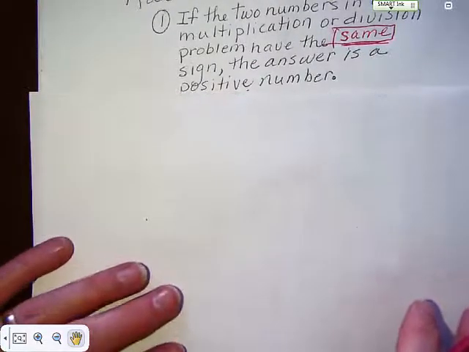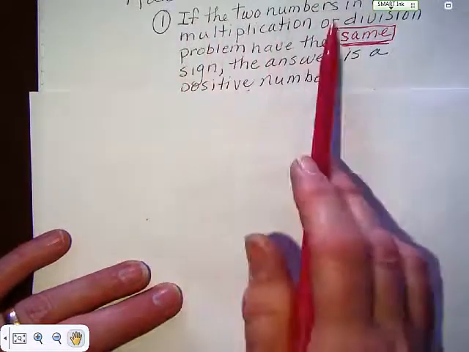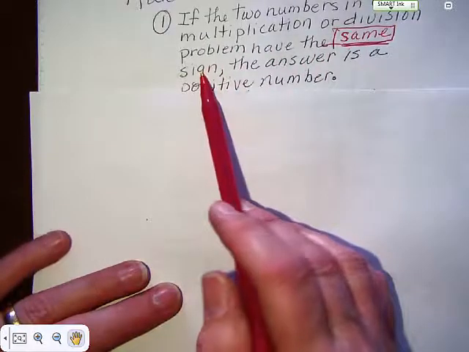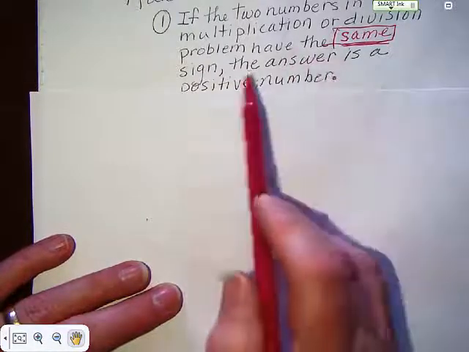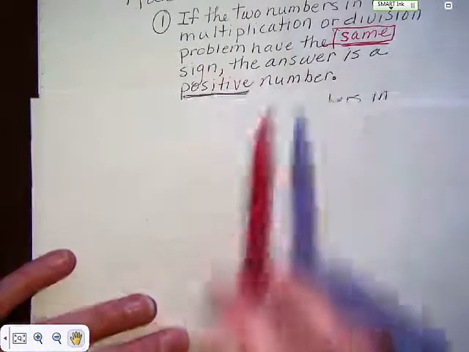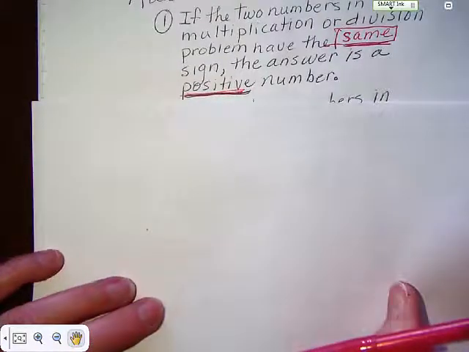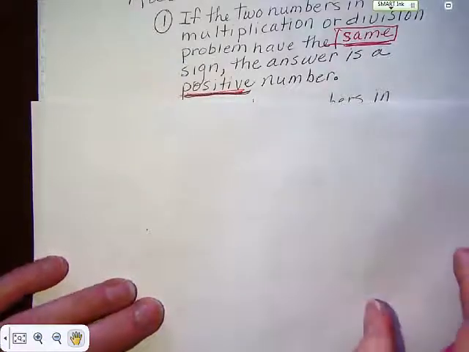Rule number 1. If two numbers in the multiplication or division problem have the same sign, that means they're both negative or they're both positive, then the answer will always be positive. So a positive times a positive or a negative times a negative will always give you a positive answer.